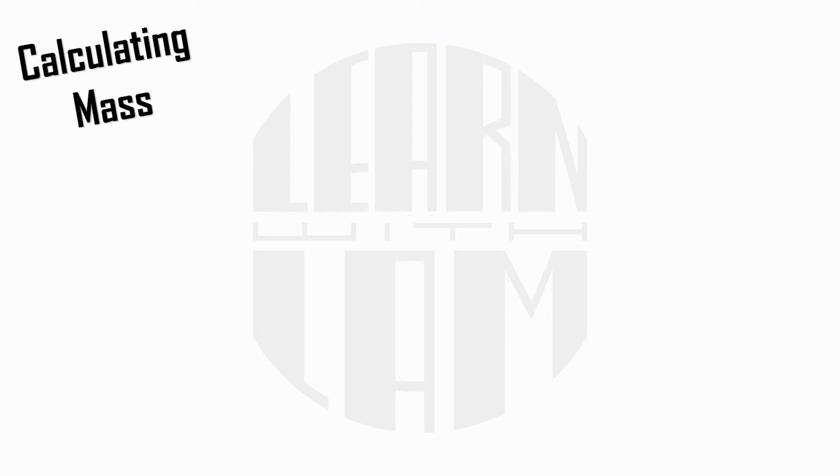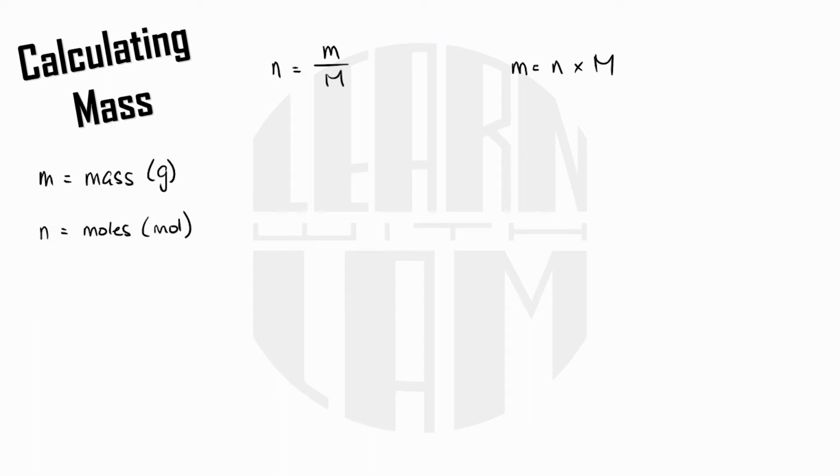For this lesson, the equations we'll be using are little n equals little m over big M, and little m equals little n times big M. Again, I apologize. I know it can be a little confusing with all the m's and n's, but we'll straighten that out. Little m here represents mass, which we should be familiar with. The unit for mass is going to be grams. Little n represents moles, just like in the other lessons, and the unit for moles is mole. And big M is the new guy. That's molar mass. Its unit is grams per mole.